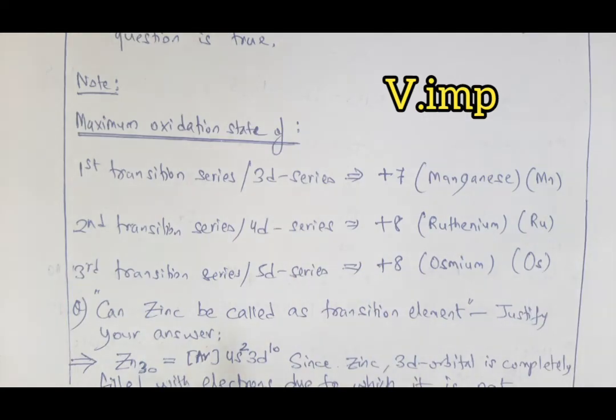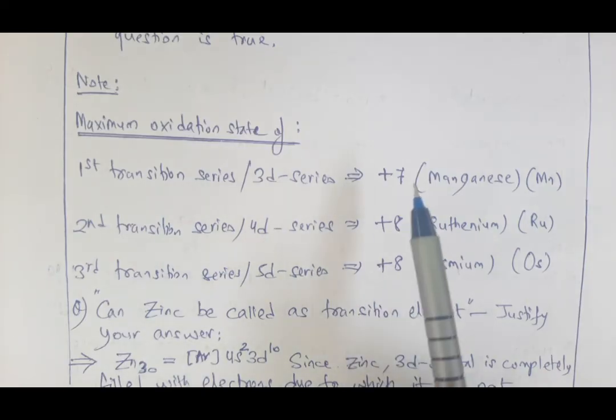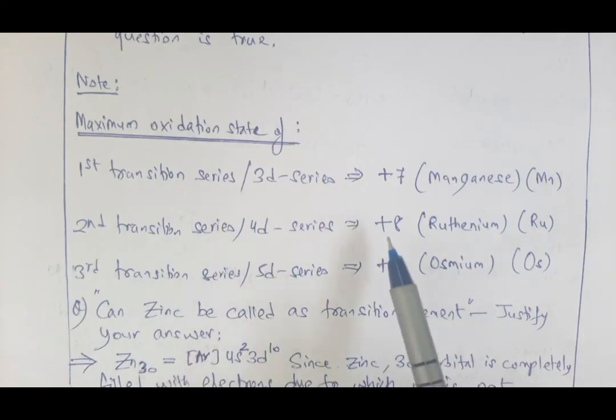But if I ask you in general, what is the maximum oxidation state of transition series? In this question, did I mention first, second, third transition series? No, I am just saying transition series. So that time it will be plus 8. But if I ask for first, it is plus 7. For second, it is plus 8. And for third, it is also plus 8. And you have to remember the names for MCQ questions. Hope you all understood.